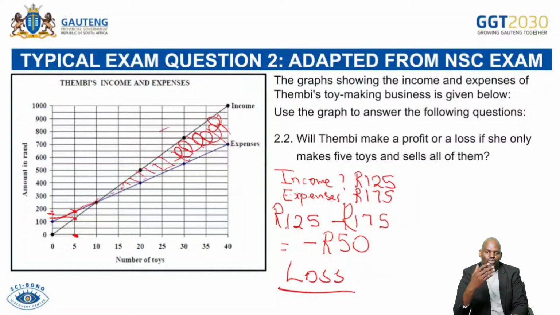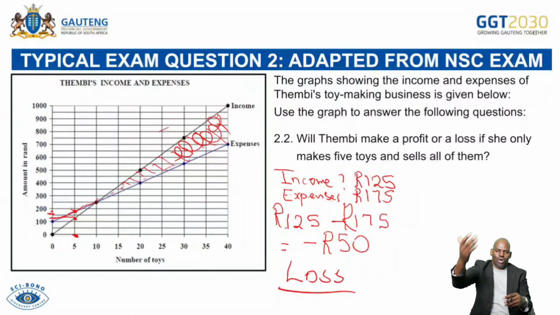So some of you might have read the graphs in that way instead of doing the calculations. You just look at the graphs, which one is above, which one is below. If income is above and the expenses is below, then that is a profit. But where expenses is above and the income is below, that is a loss.